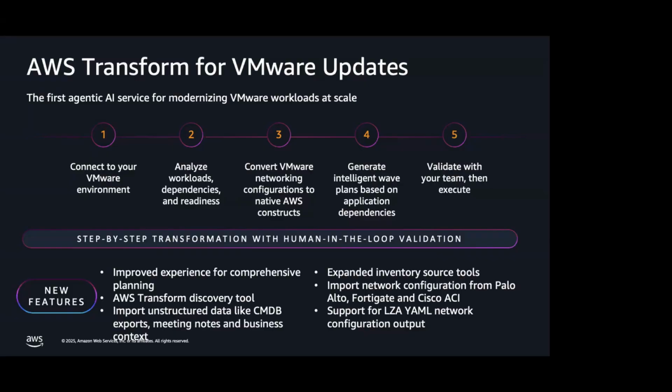And we have introduced a lot of new features now where, if you have, say, an RVTools extract or other things, you can just integrate that and do a deep dive portfolio analysis. You can also give unstructured data like CMDB exports. If you have meeting notes or business context, you can provide all of that. It also has support to convert your on-prem network configurations, like it was supporting NSX, but now we have expanded it to Palo Alto, FortiGate, Cisco ACI. It has got support for all of that. Next slide, please.